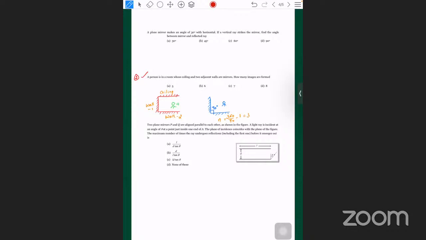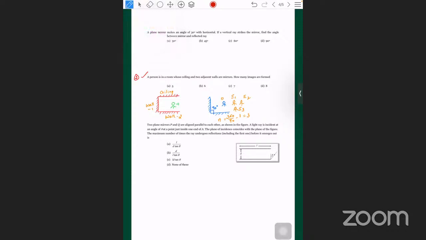So for these two walls, this is image, this is image, this is image. I1, I2, I3. So totally how many images are there? 3, sir. 3 images for this object.